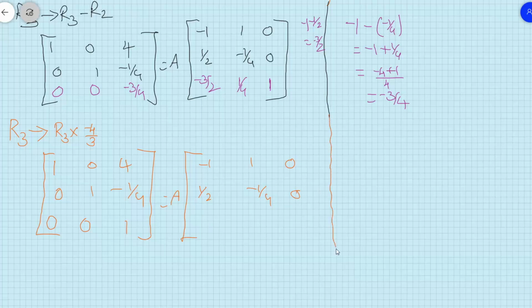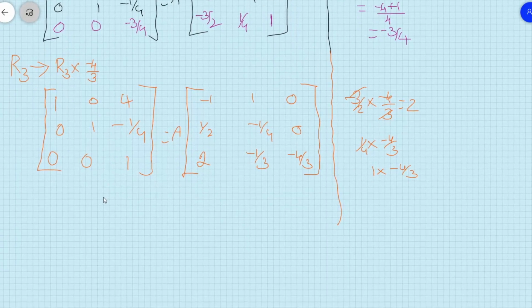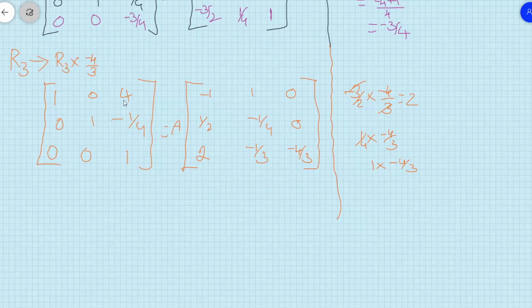3 by 2 minus 3 by 2 into minus 4 by 3, minus into minus is plus, 4 by 2 is 2. So this is 2. Then 1 by 4 into minus 4 by 3 is minus 1 by 3. 1 into minus 4 by 3 is minus 4 by 3. So this is the right hand side. Now using this element, that is the identity element, we have to make row 1 and row 2 elements along the column 3 as 0.